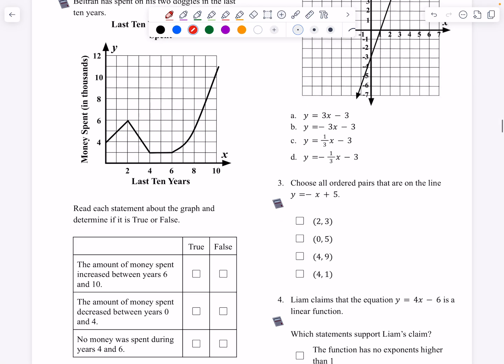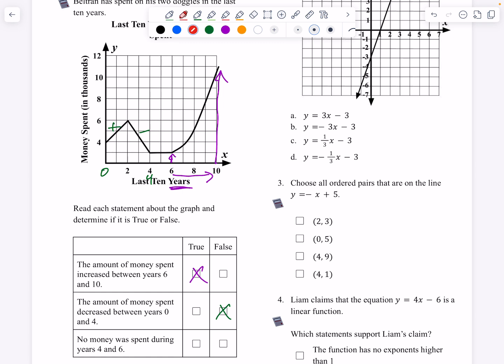So the amount of money spent increased between years 6 and 10. So years 6 through 10. So from here all the way to here, does it go up? Yes, it does. All right, the amount of money spent decreased from 0 to 4. So from 0 to 4, it went up, then it went down, so that's false.